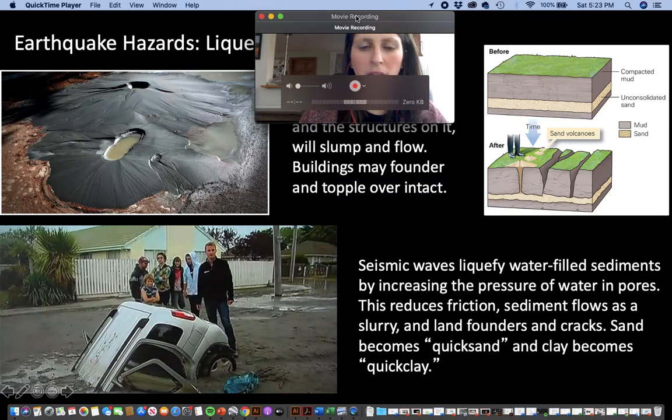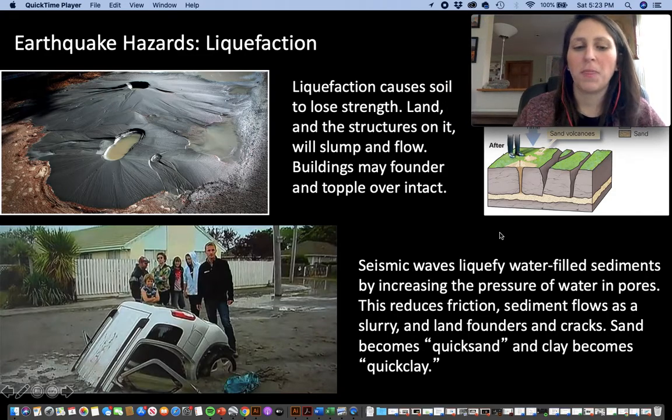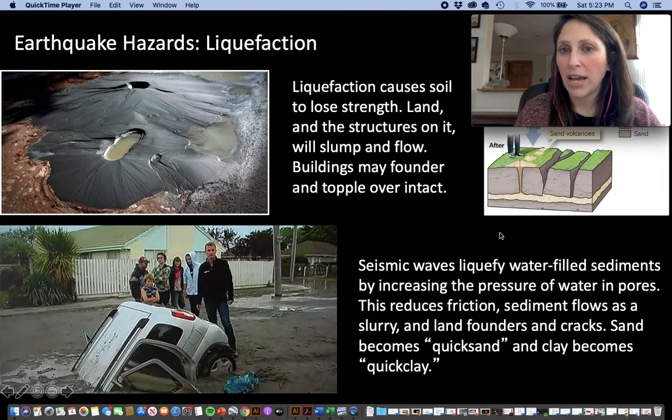Another cool one, I guess it's not really cool when you're in it, but I like to talk about liquefaction. Remember I just talked about different types of rock and sediment experiencing these seismic waves differently. Well, if you have unconsolidated sediment, usually soil that has some type of saturation to it, so usually water-filled sediments, when you shake that material in an earthquake, it starts to form a type of slurry, like a concrete, and it becomes like a quicksand.